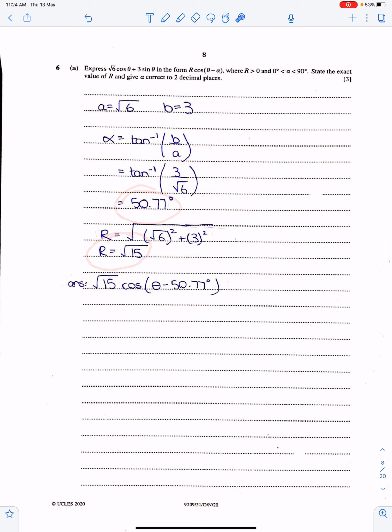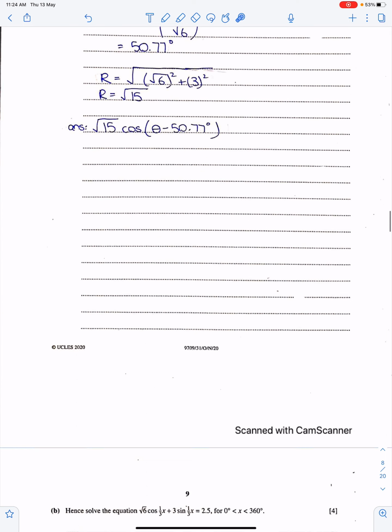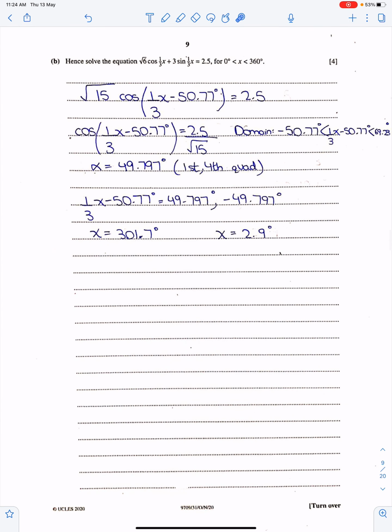And make sure you must substitute the values of R and alpha into this equation. Don't leave your answer here. Must substitute R here and alpha here. This is the expressed form. Hence solve this equation. This means you need to solve this equation because this entire thing can be expressed in this form. Under root 15 cos angle is x upon 3. This is very important. This angle must be here.